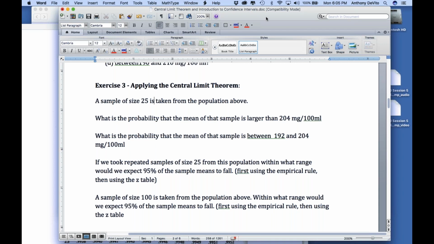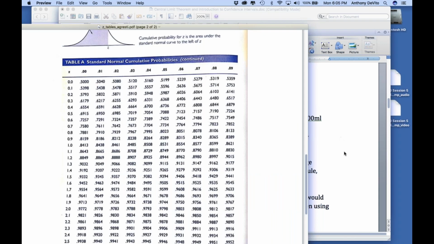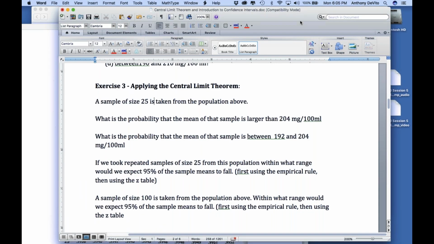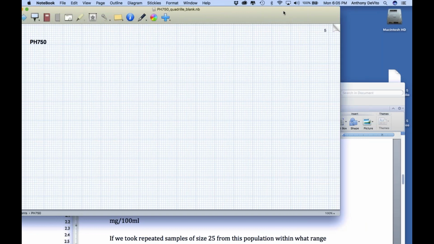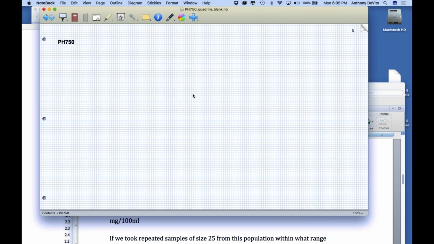So now we're going to go back here. I'll start a new page. And this is my original population. It might be something like this. Except now I'm dealing with my sample distribution of size 25, so it's going to be narrower. I'm not going to draw it narrower.